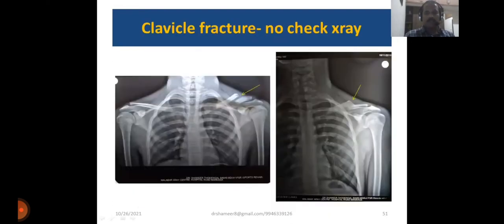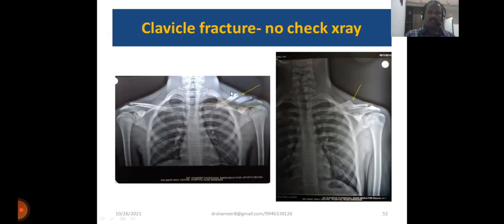We can see a displaced fracture of the shoulder, and you can use a simple shoulder immobilizer or a clavicle brace. The same patient came to my OPD again after 8 months with another shoulder pain. You can see a bridging callus formation. The same patient developed a clear callus, so there is a radiologically united X-ray.